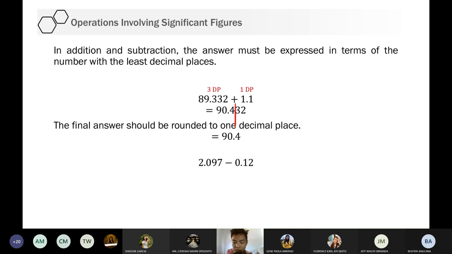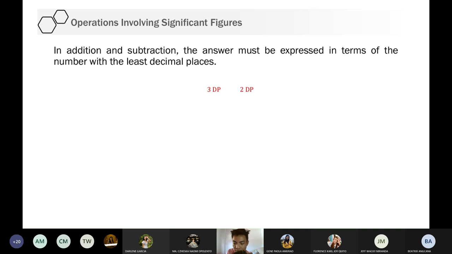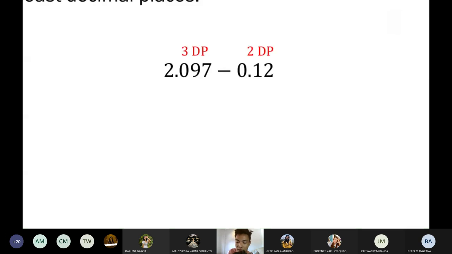Okay. Well, let's have this example. So we have 2.097 minus 0.12. Okay. So 2.097 has three decimal places because there are three digits written at the right side of your decimal point. The other number has two decimal places, because there are two numbers written after your decimal point. So which one should we follow? Is it the three or the two decimal places? The answer is two decimal places. Okay. So that means my final answer should be written in two decimal places.